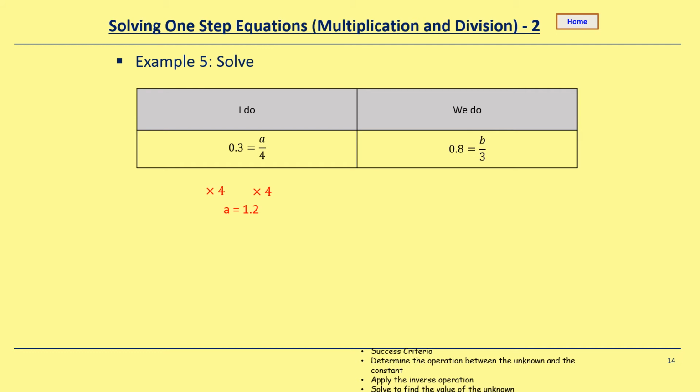On the second one, b has been divided by 3, so the inverse is to multiply by 3. So b equals 2.4.